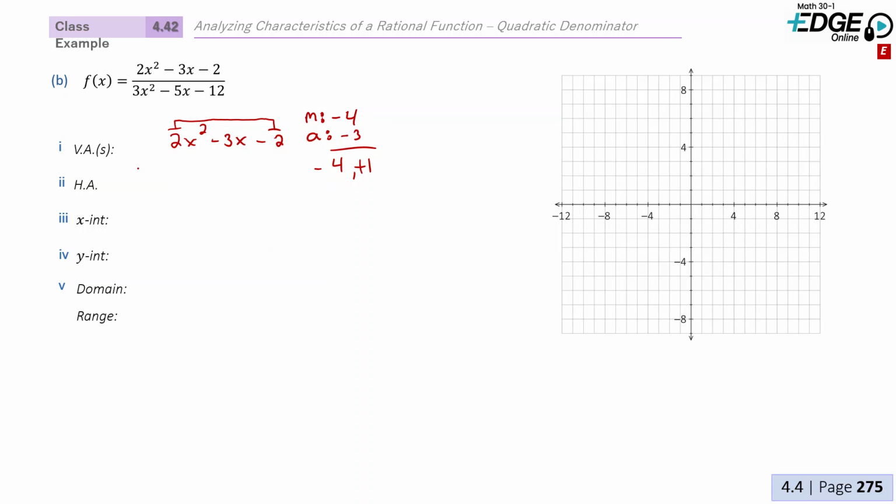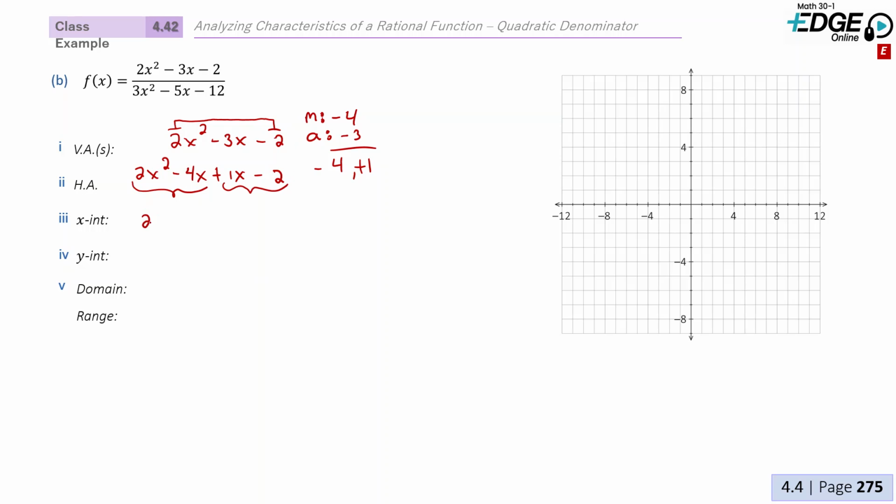So then this would become 2x squared. And then I'm going to replace the negative 3x with those two numbers. So negative 4x plus 1x minus 2. Factor this part on its own, and then this part on its own, so factor by grouping.